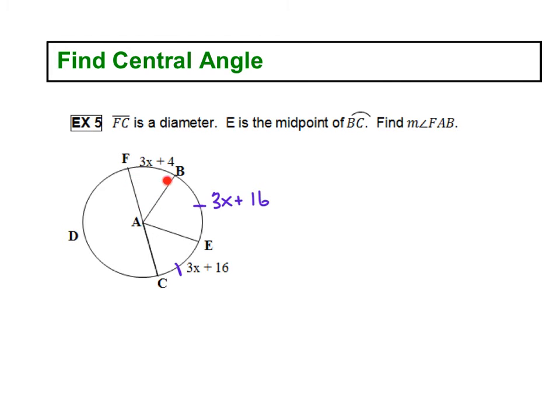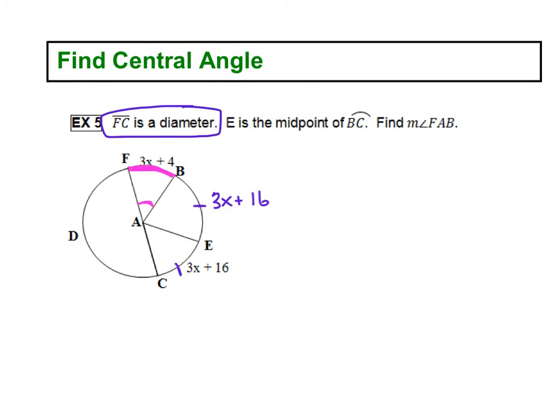So FAB. To find this angle measure right here, this central angle, we have a way to figure out what the arc is. And if we know the arc, because it's 3x plus 4, then we know that central angle will have the same measure. So basically we have to figure out a way to solve for x so we can plug it back in there. The one key piece of information that helps us out is this right here.